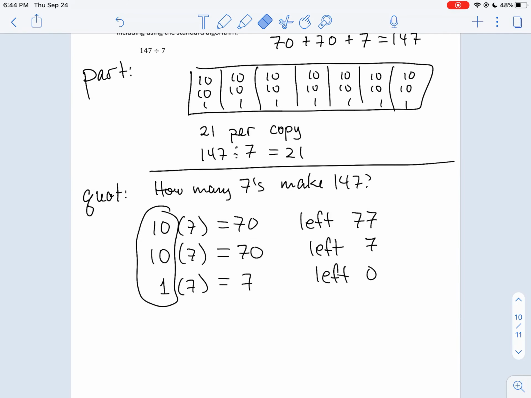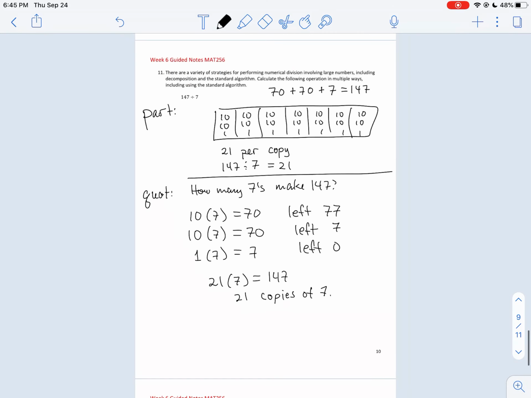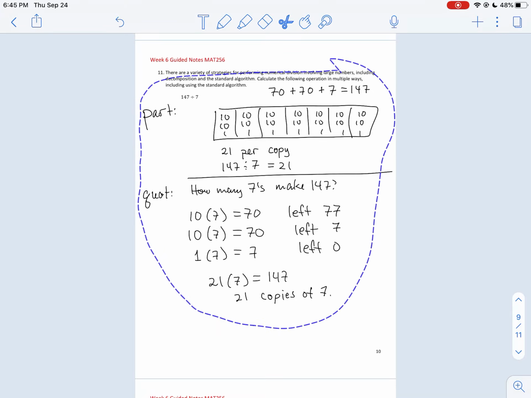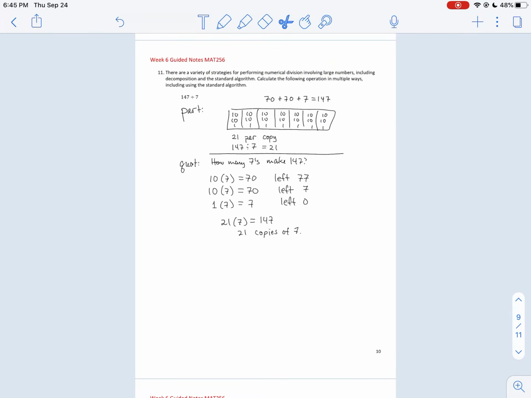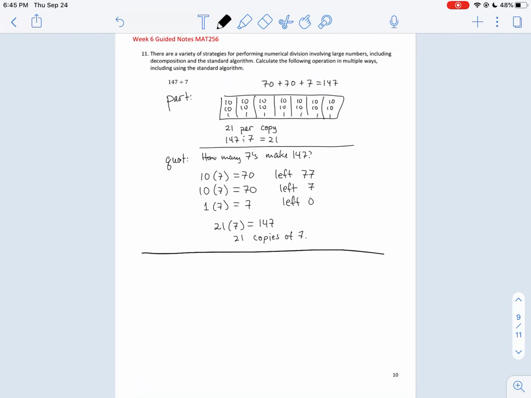So let me just count how many 7s total I did. And I just realized that, look at that, I did 21 7s makes 147. So the answer would be 21 copies, 21 copies of 7. Okay, I'm writing kind of big here. Let me shrink that down a bunch, give myself room to do the algorithm.